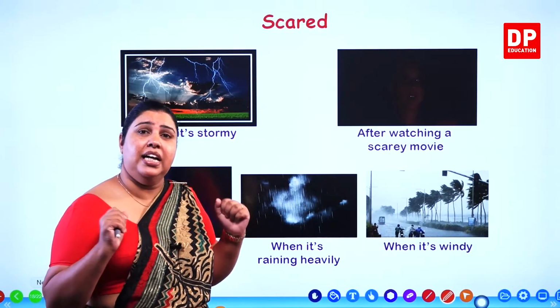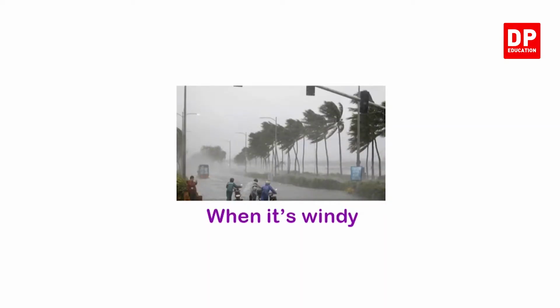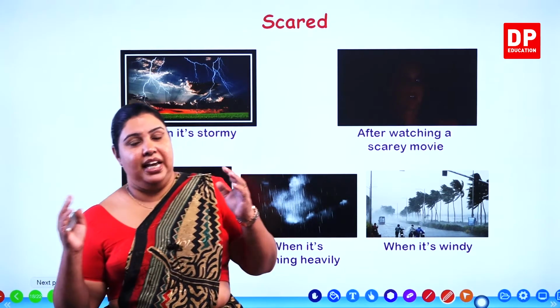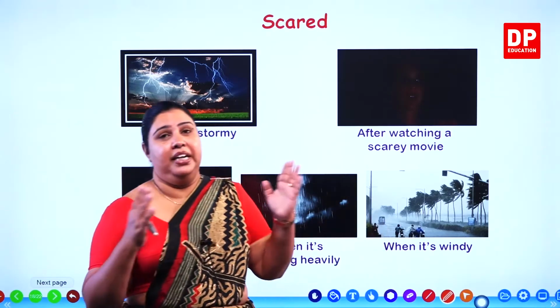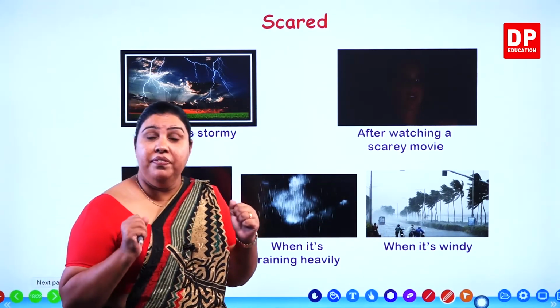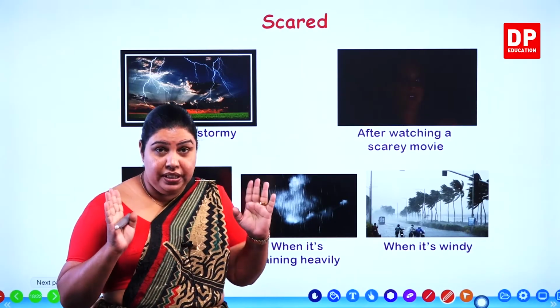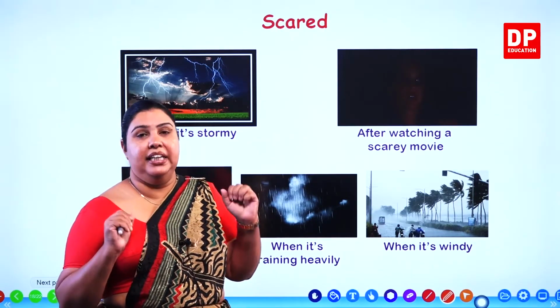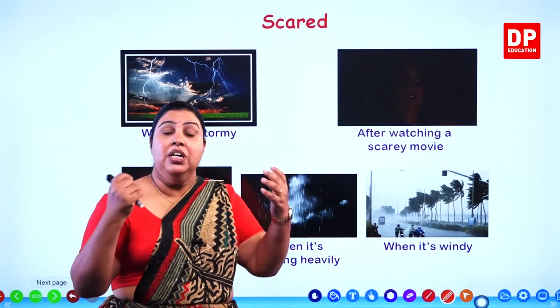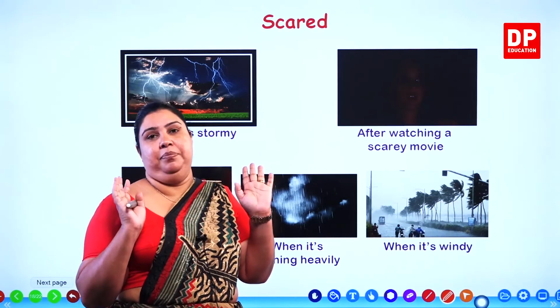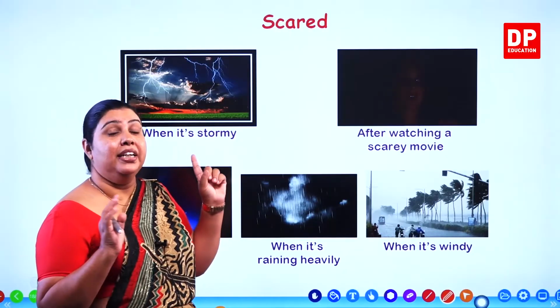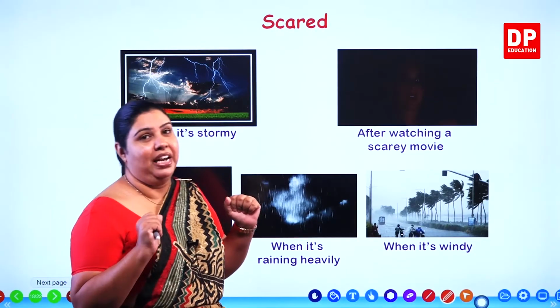And what else? What are the other times? When it's windy. What is windy? Look at the picture. When the weather is very windy, we will be scared. Aren't you scared, children? The trees are swaying this way and that way. Then we are all very scared. Right? Because of the bad weather, we get scared thinking that something will happen to us. So, getting scared is a feeling. These are the times when children can feel scared.